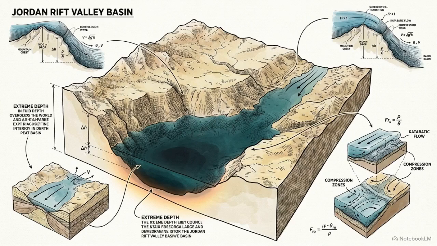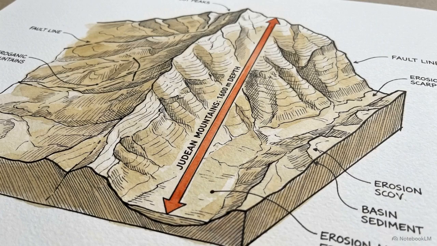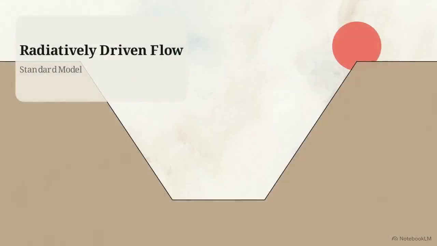The Jordan Rift Valley contains the lowest land elevation on Earth. From the peaks of the Judean Mountains to the surface of the Dead Sea, the terrain drops 1,600 meters in vertical height. Standard meteorological models assume that evening winds in a deep valley are radiatively driven.